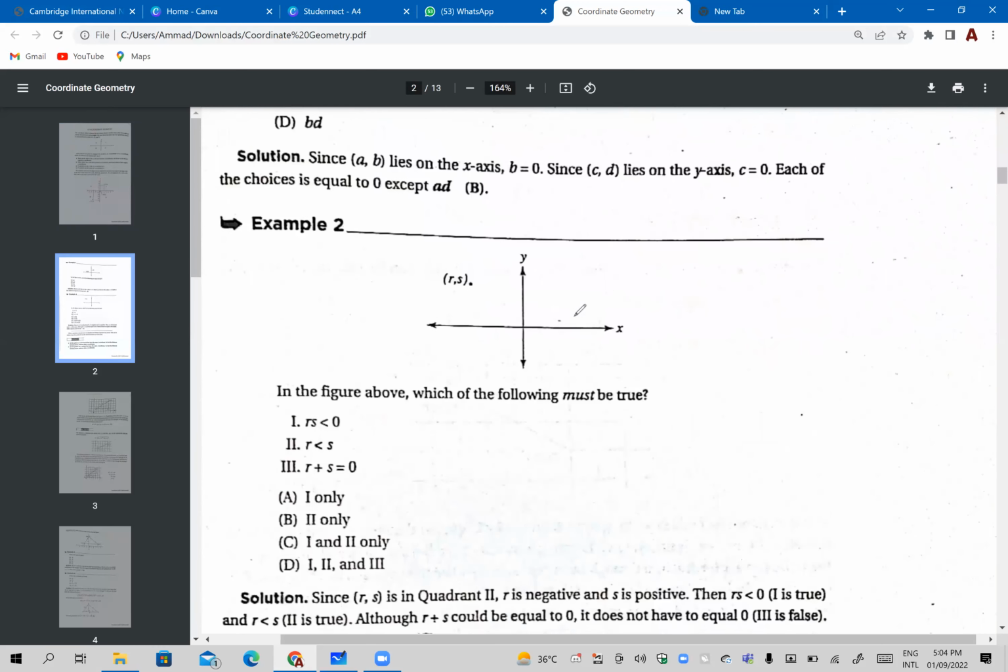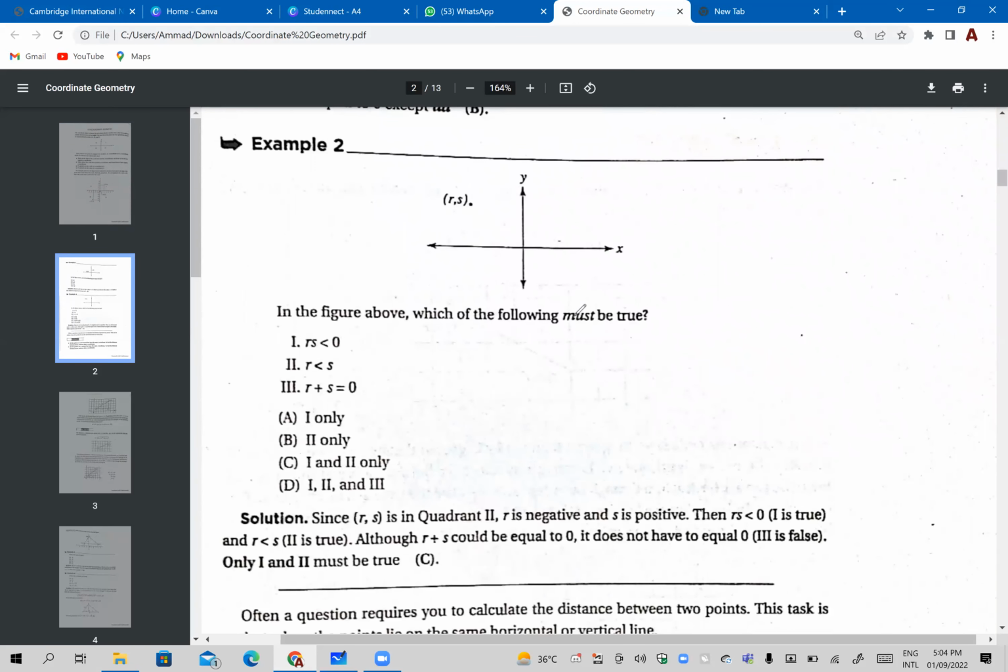All right, now let's look at this example. In the following, the following must be true. RS is greater than 0. R is less than S, R plus S is equal to 0. Let's try to understand this. So basically, अगर यहाँ पर हमें पता है RS यहाँ पर आ गया. Let's look at statement number 2 first of all. R is less than S.